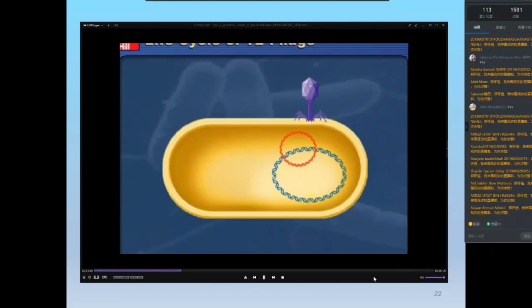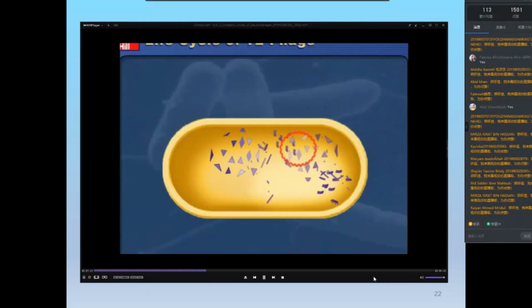If we see what happens from this point on, we'll now see that the host DNA has been destroyed. The genes in the phage DNA directed the host DNA to fall apart. And so now the only DNA that's left in the bacteria is the DNA from the virus, and I'm sure you can figure out what's going to happen from this point on.